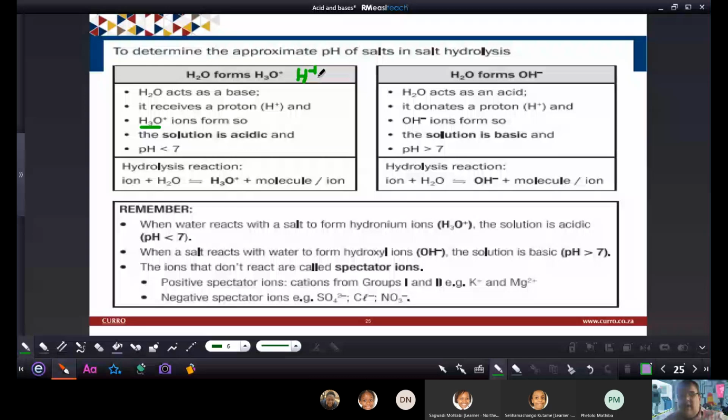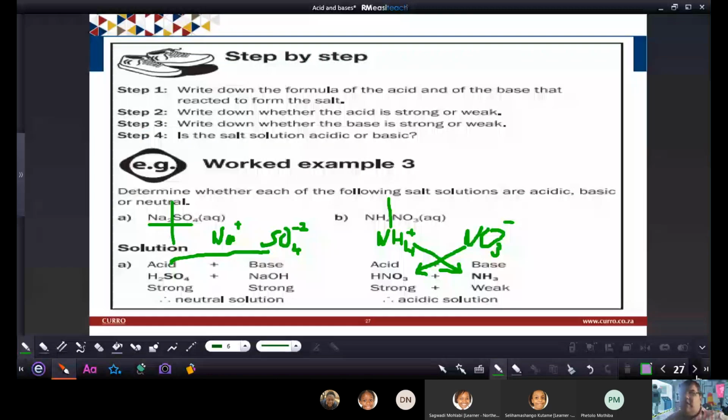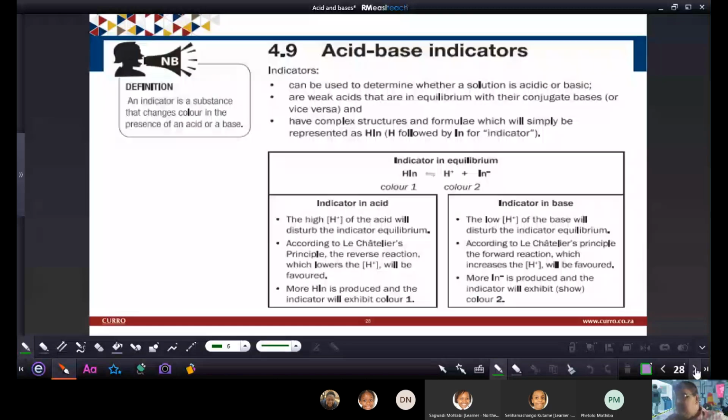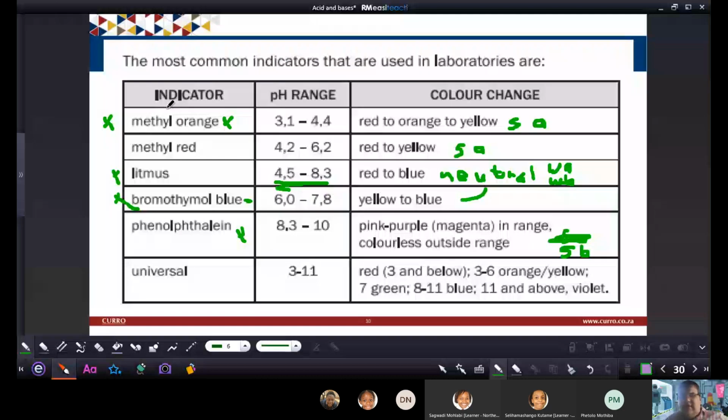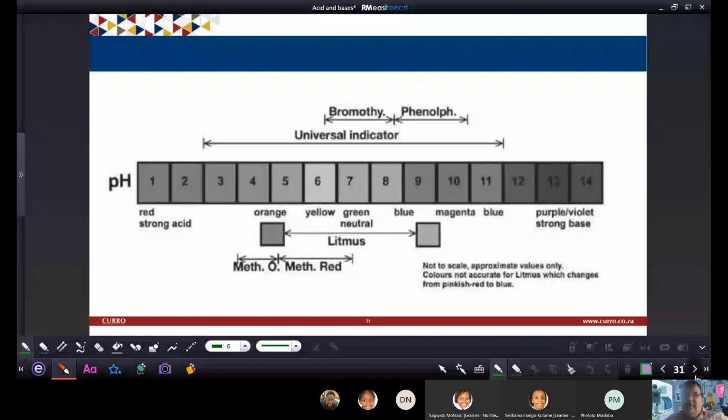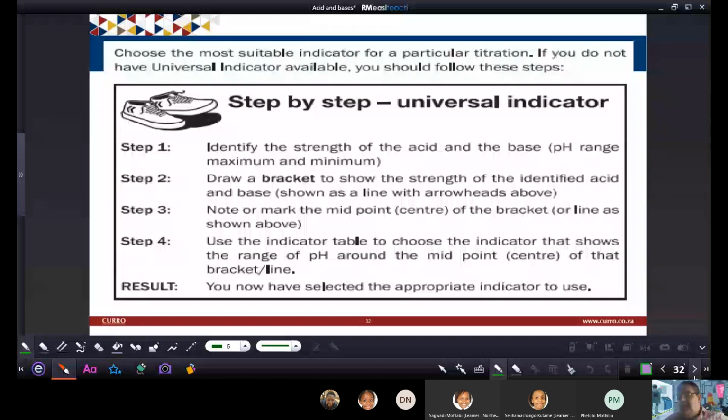Okay, then we looked at our different indicators. We saw that we're going to use 3 of them in grade 12, mainly methyl orange, which has an orange color, and bromophenol blue, which has a greenish color, so it turns either yellow to blue or blue to yellow. And phenolphthalein normally has this magenta color, a pink purple color, and it's giving us a basic solution. Then we looked at the pH of each one, we saw how to identify it, and then we looked at an example.